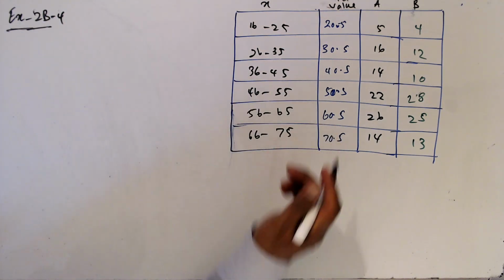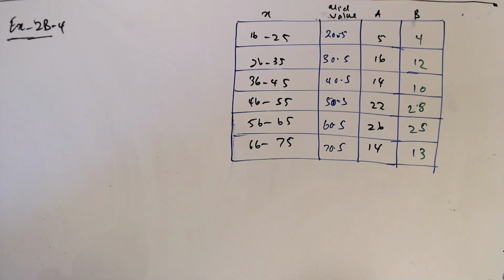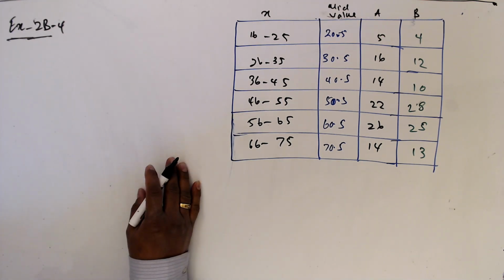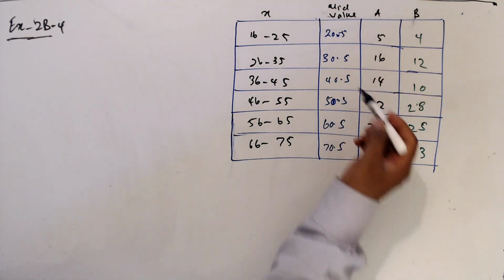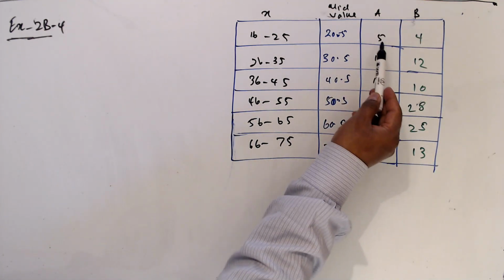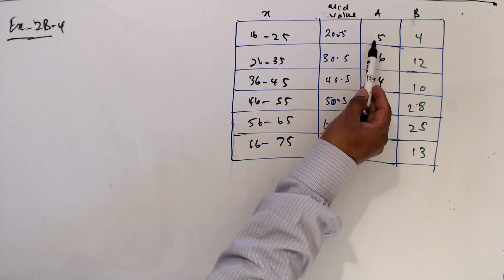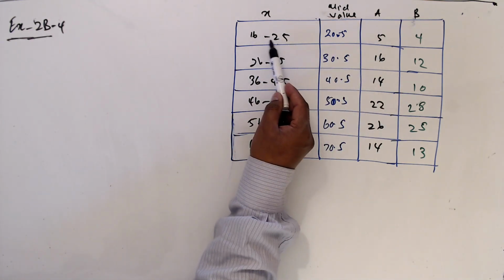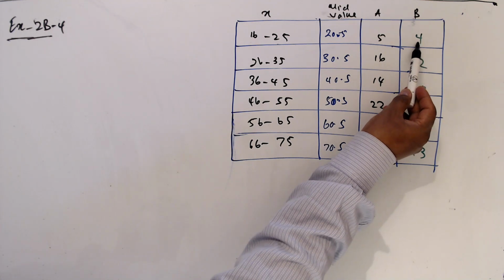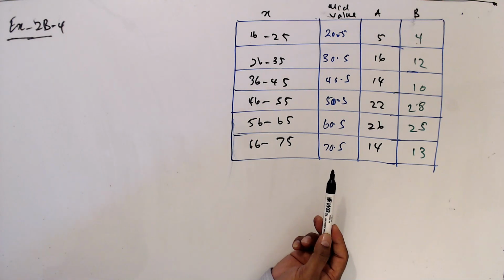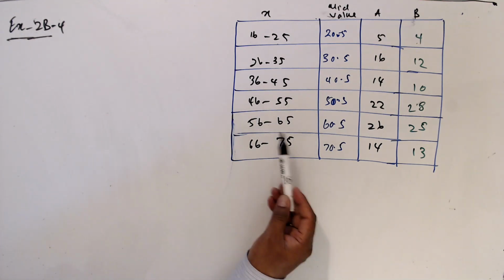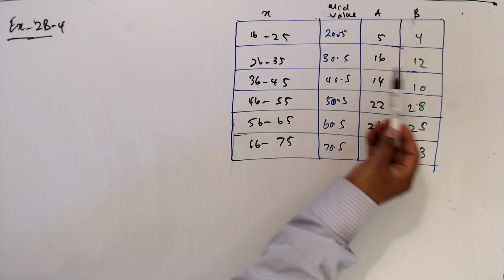This is question number 4. This is the age level of shop A and B. In shop A, there are 5 people working in 16 to 25. At the same time, in shop B, 4 people in this age group. Now we want to get an idea about the average age between A and B.